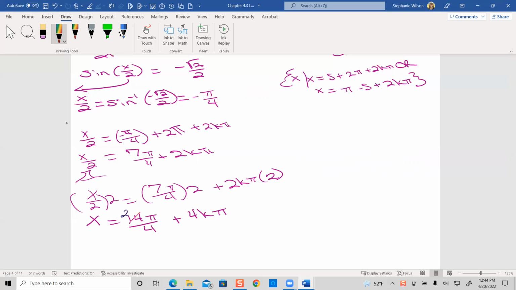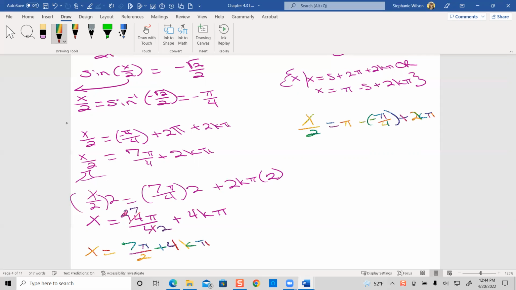Right, 2 goes into 14 7 times, 2 goes into 4 2 times, and now I have x is equal to 7 pi halves plus 4k pi. Now I'm going to solve the other side. So I got x halves is equal to pi minus the negative 4 pi, or pi fourths, plus the 2k pi.